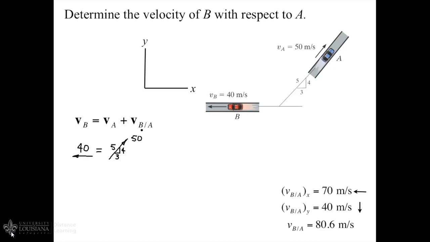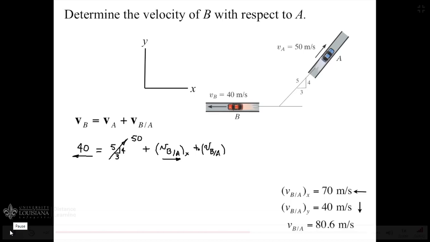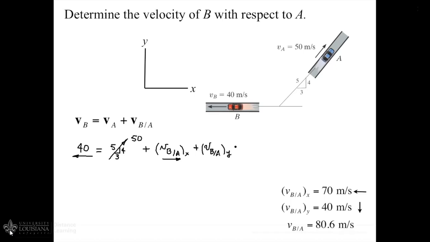Now we don't know the components of this vector, and so what I do here is I show each one in the positive directions. So I write the first one as v of B with respect to A, x, and it goes positive to the right, of course. Then I have my other component. Again, another unknown, of course. v of B with respect to A, and this is in the y direction. And it's positive upward.